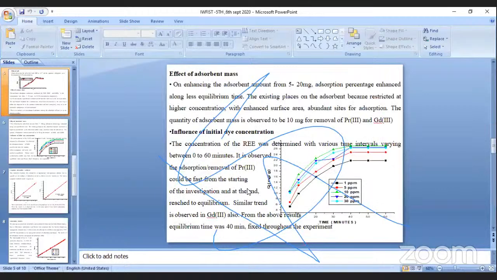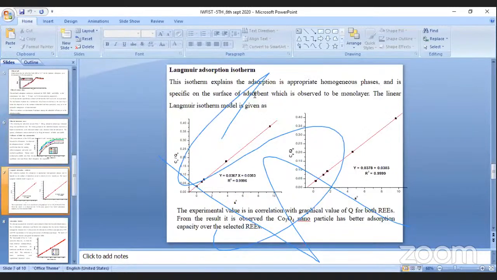Next, effect of adsorbent mass. We have started from 5 milligrams to 20 milligrams of adsorbent, but we observed that 10 milligrams of the cobalt oxide is appropriate for these adsorption studies. Coming to the next parameter, that is the influence of initial dye concentration. We have varied the concentration from 1 ppm to 30 ppm for both rare earth elements. So these are the findings we observed. Then effect of adsorbent mass.